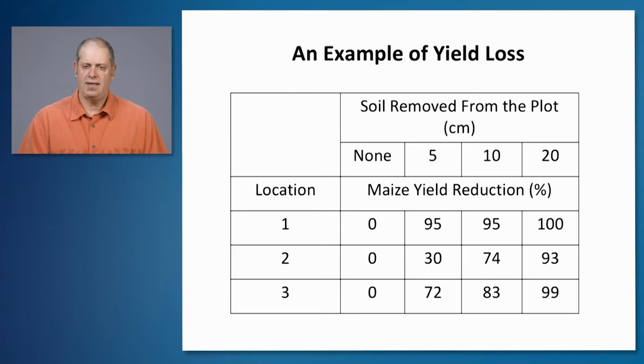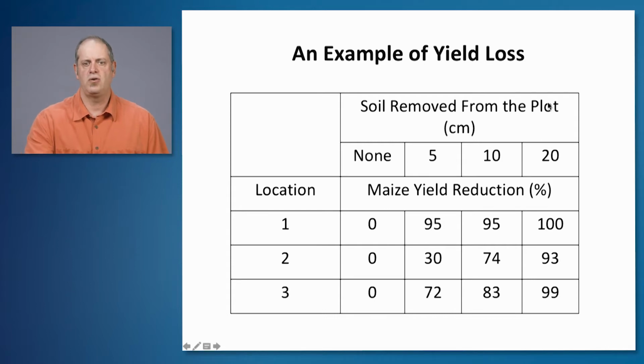So this is just a table to show you the implications of removing topsoil. Topsoil is the most productive part of soil. It's where all the organic matter is. It's where a lot of the water holding capacity and nutrients are. And so when we lose that material, we lose the capacity to support plant life.